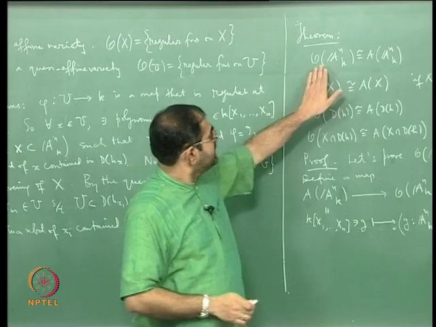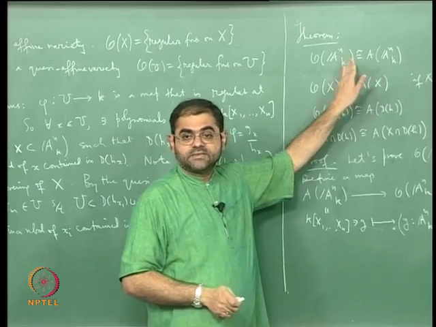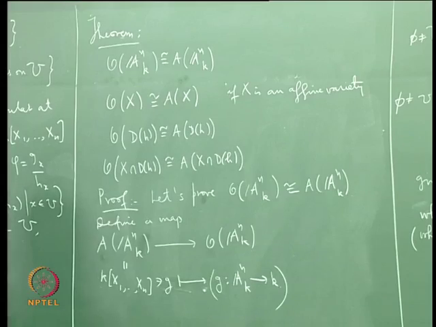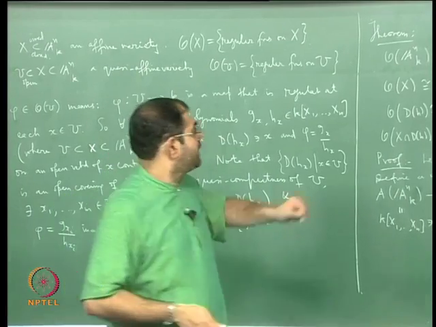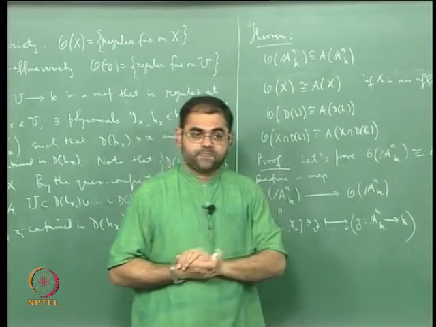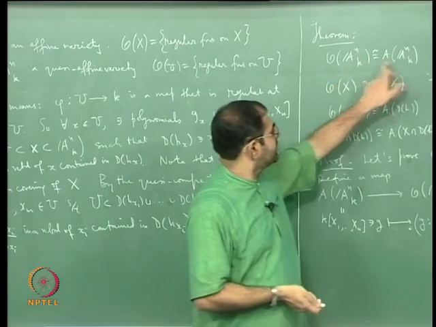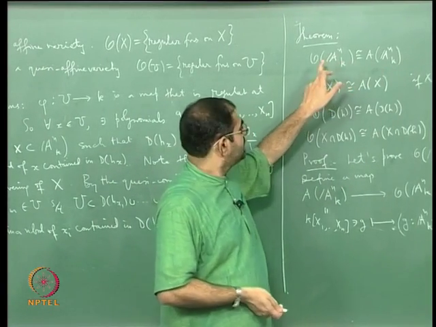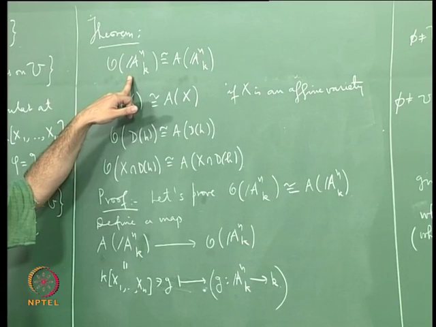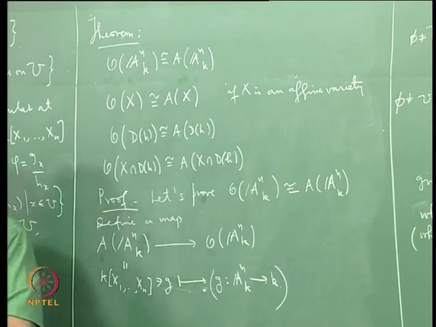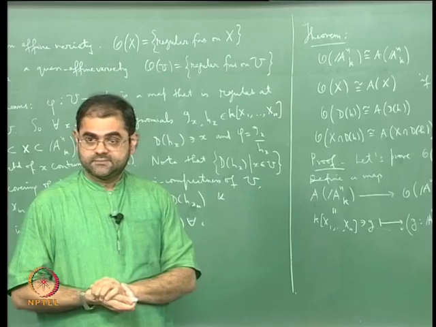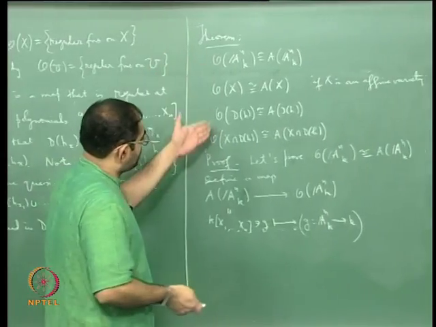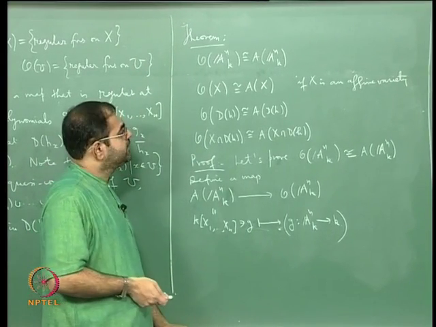So these isomorphisms that I have written here are not just isomorphisms of rings, they are isomorphisms of K-algebras. They are ring isomorphisms, they are isomorphisms of vector spaces also. That means scalars go to scalars: a scalar lambda in K thought of as a constant polynomial goes to the same constant function lambda thought of as a regular function. So these are all K-algebra homomorphisms.